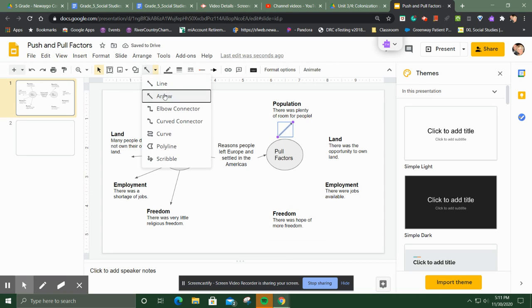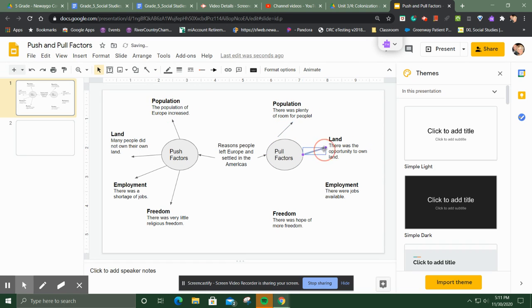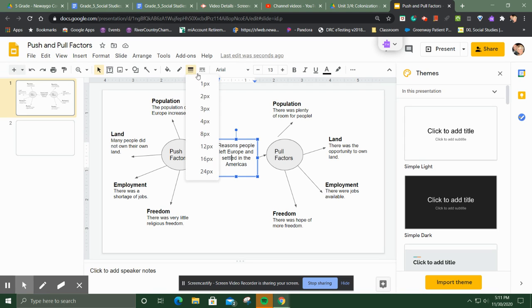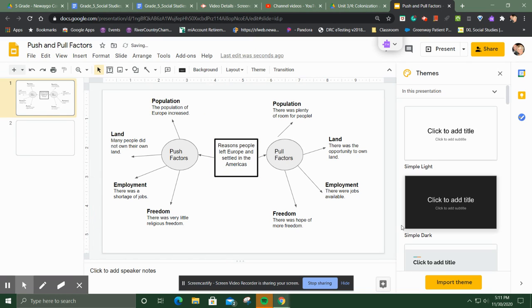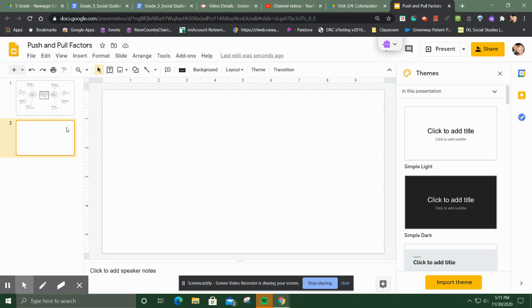So let's connect our thoughts. Again, these thinking maps are very, very helpful for understanding when it comes to note-taking and writing and so on, and organizing your thoughts. And there are your push and pull factors, the reason people left Europe and the reason they came and settled in America. I'm going to put a box around this so that it will pop out. And there we go. So the next thing that we are going to focus on is, what are the benefits of coming to America?